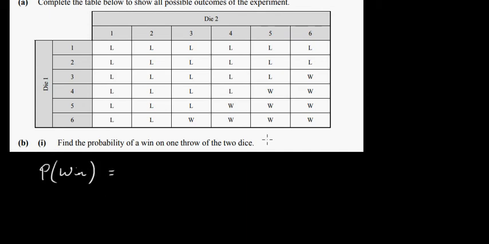So we can see here we've got 1, 2, 3, 4, 5, 6, 7, 8, 9, 10. So we've got 10 wins out of a total of 36. There are 36 possible outcomes here. So it's 10 out of 36. If we simplify that, that's 5 out of 18. So that's our answer to part B1. Probability of a win is 5/18.